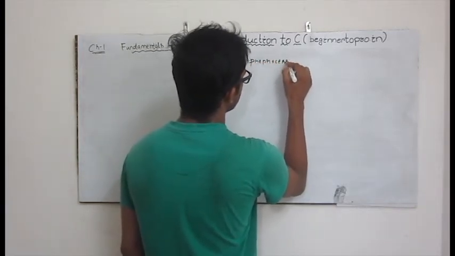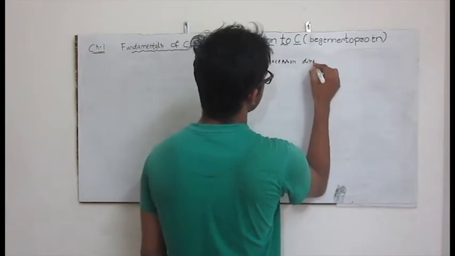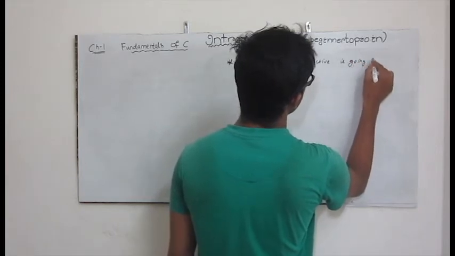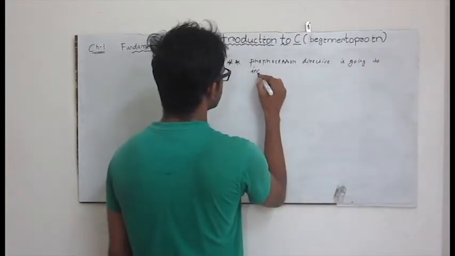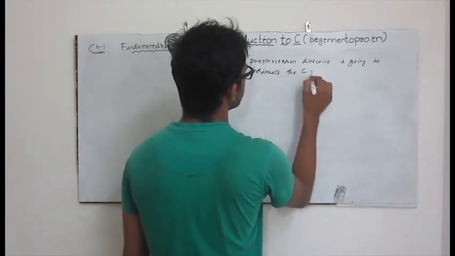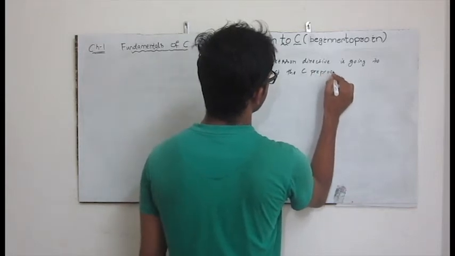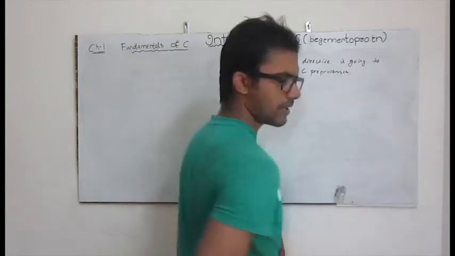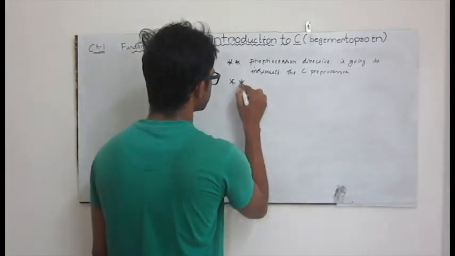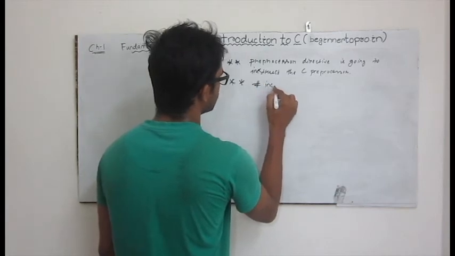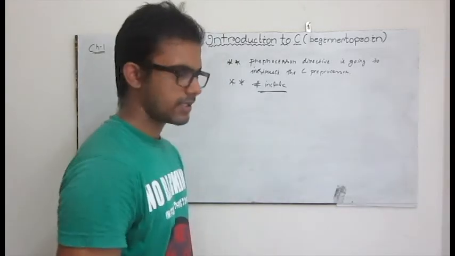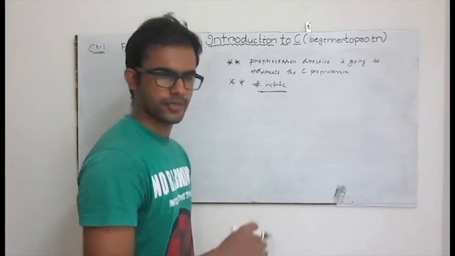Preprocessor directive is going to instruct the C preprocessor how to work, what to do. Now another one is hash include. We'll learn later upon this. Now we'll focus on the theory part only.